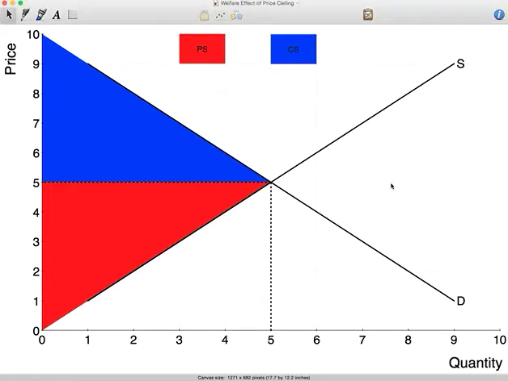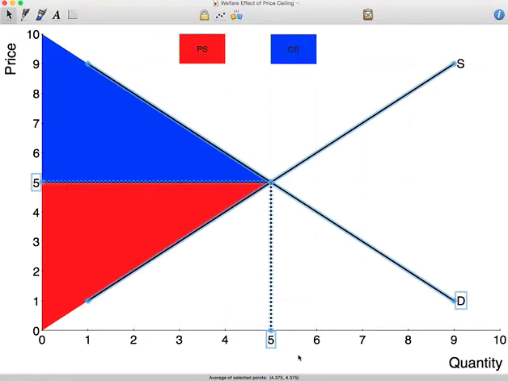So if we take a look at what we have right here, I just have a market that is in equilibrium. And as you remember, we have a downward sloping demand curve, we have an upward sloping supply curve, and where the demand and supply curves intersect one another gives us the equilibrium price. In this case, for these supply and demand curves, the equilibrium price is equal to 5. The equilibrium quantity is also equal to 5. And this is oftentimes referred to as the market clearing price.